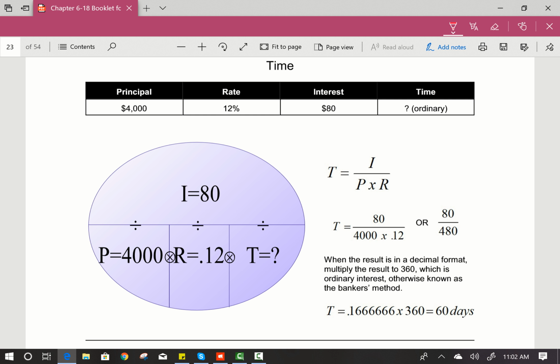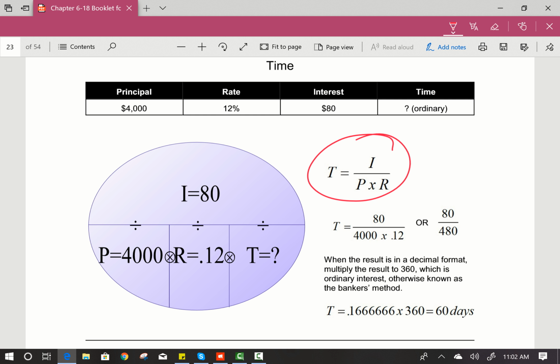Okay, let's take a look at the time. This time we know that the interest is $80 and that the amount that we're borrowing from the bank is $4,000 at 12% interest. But how much time? Let's calculate it. Time is equal to interest divided by principal times the rate. Here's our formula right here.